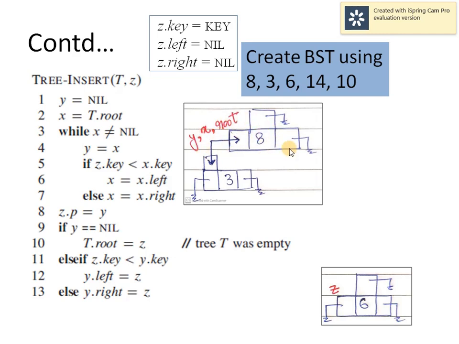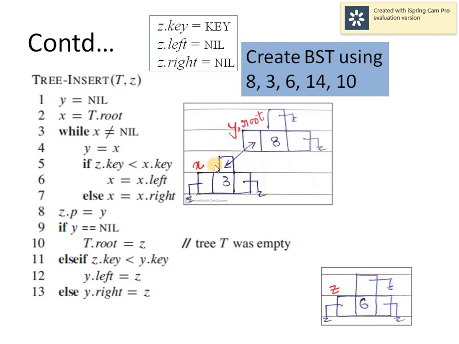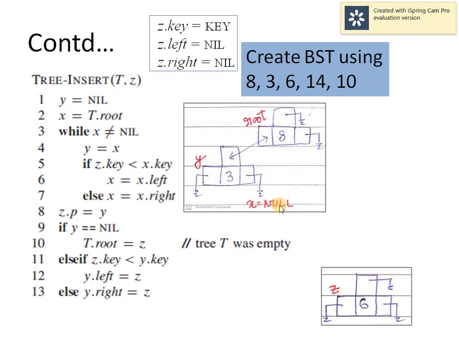Then 8 and 6 will be compared. Since 6 is less than 8, we have to move x to x dot left. So x will start pointing to 3 now. Again, the while loop gets executed because x is not equal to null. Now we have to update y to x and compare value 3 with 6. Since 3 is less than 6, line number 5 will give us false. Accordingly, x will be updated to right of x. So x will point to this null now.